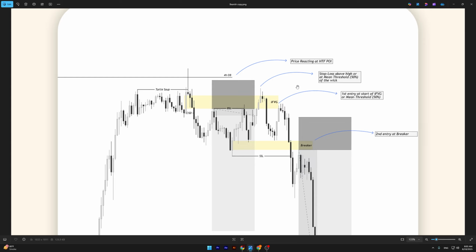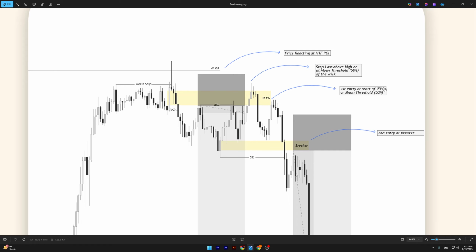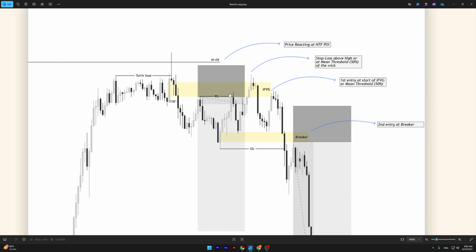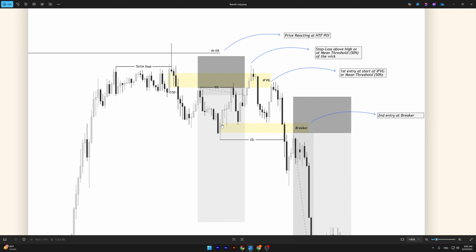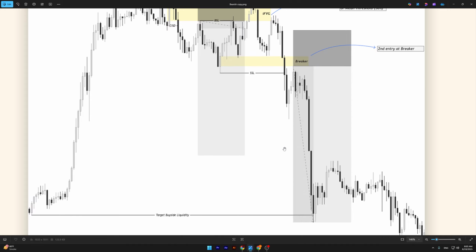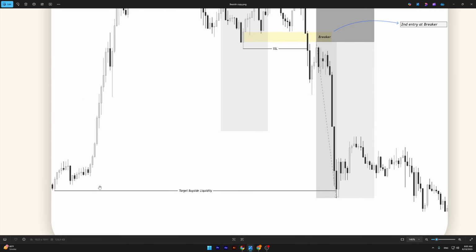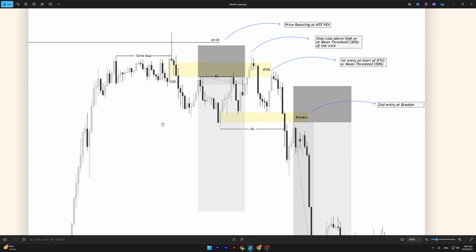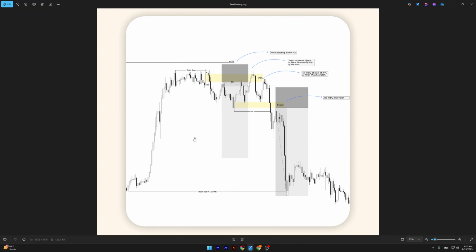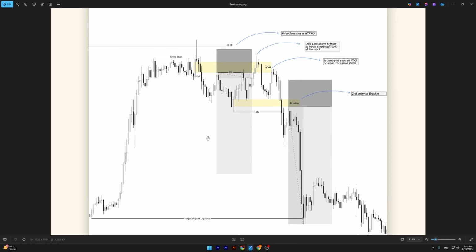IFEG. So my first entry is on IFEG, at the start of IFEG or the 50% mean threshold of IFEG, and then my second entry I look for a breaker block. This is my second entry, and I target the previous low or high. So this is my entry model. You can take a screenshot or note this down.